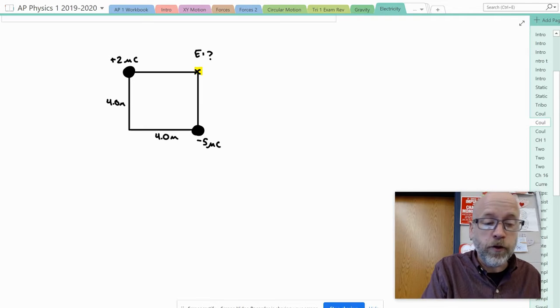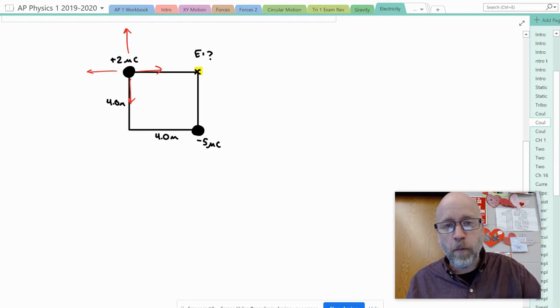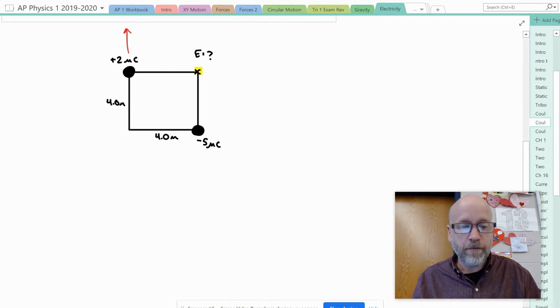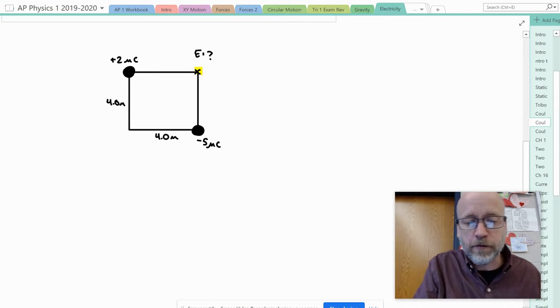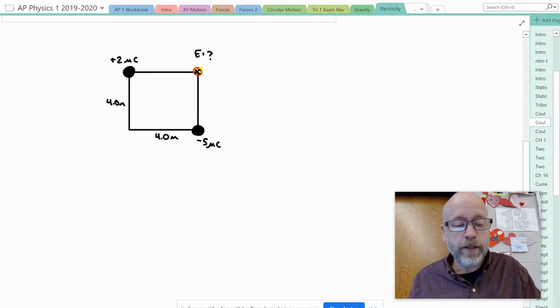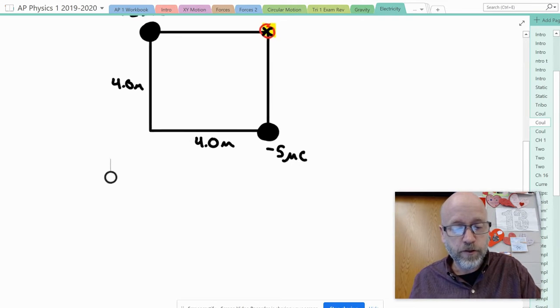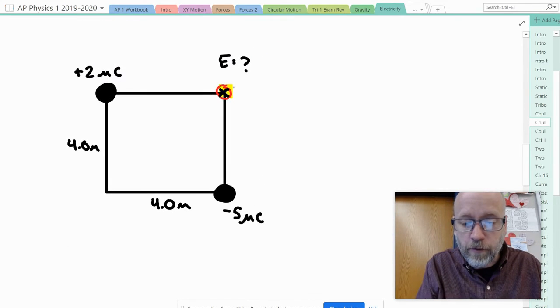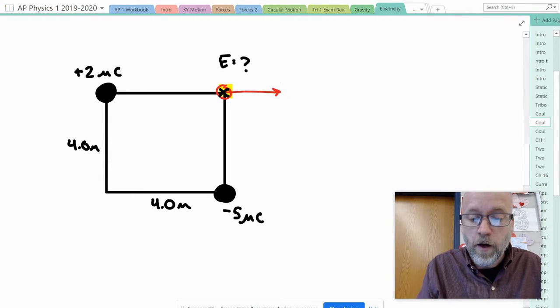The electric field caused by a positive charge is always going to point away. But you know what? I don't care about the electric field at other points in space. In fact, I only care about the electric field at X in this problem. So I'm actually going to have to draw in that electric field as pointing away from the 2 microcoulomb charge. So E2.